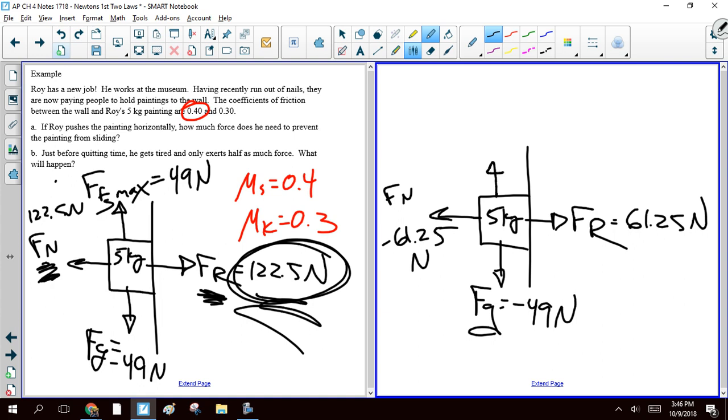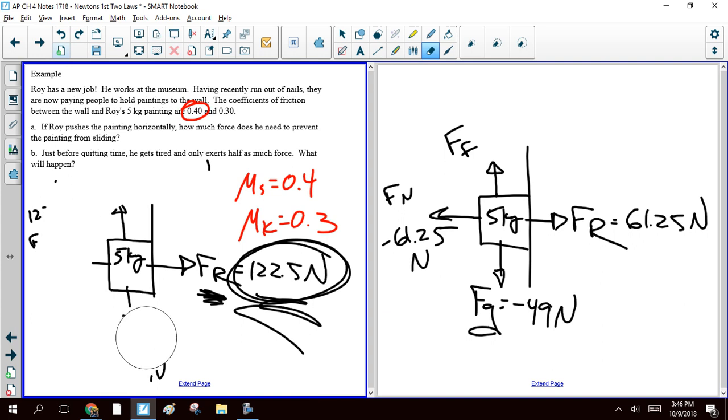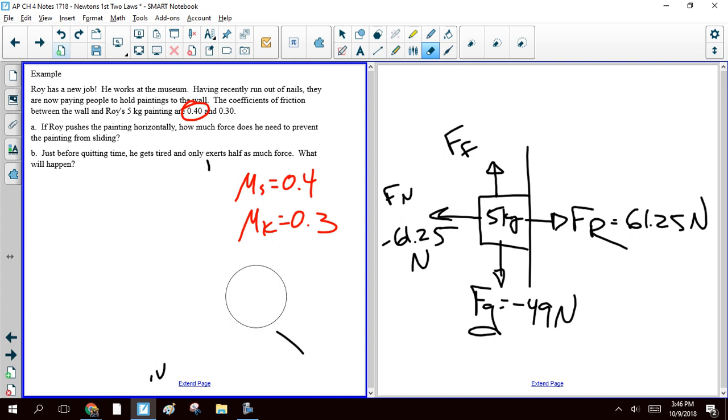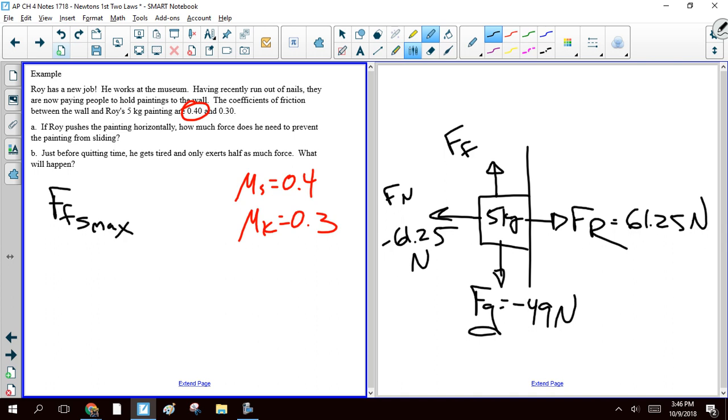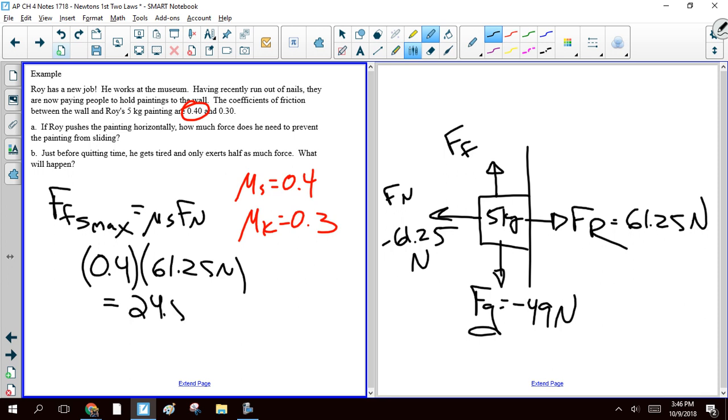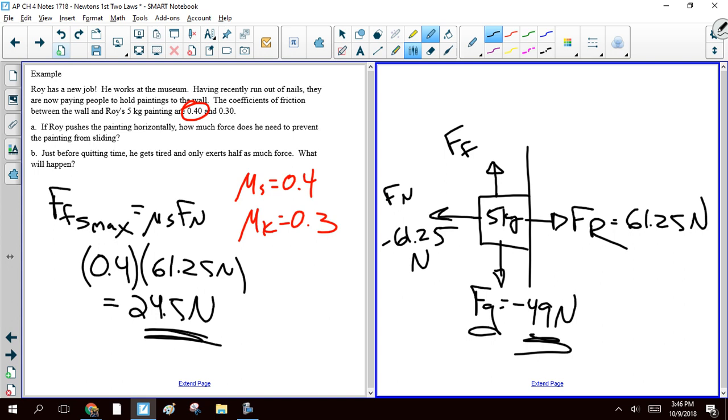And that's producing some friction. Let's see how much friction there is. Let me clean up my drawing over here. I need some space. So for my new problem, for part B, let's find our force of static friction max. We already know it's not going to be enough, but just to make a point, that's coefficient of static friction times normal force. We've still got the same roughness between the picture and the wall, but our normal force is only 61.25 newtons. So when you multiply this, it only gives you 24.5 newtons. And since gravity is 49 newtons, that's not going to be enough.